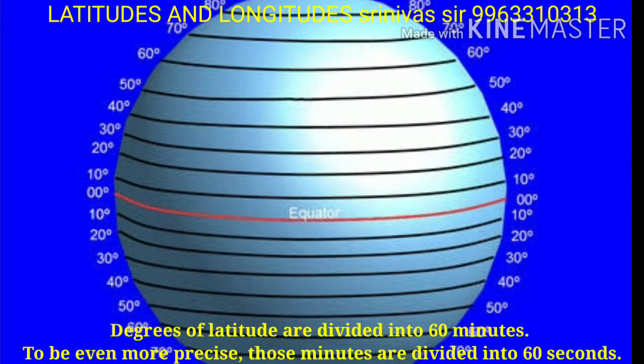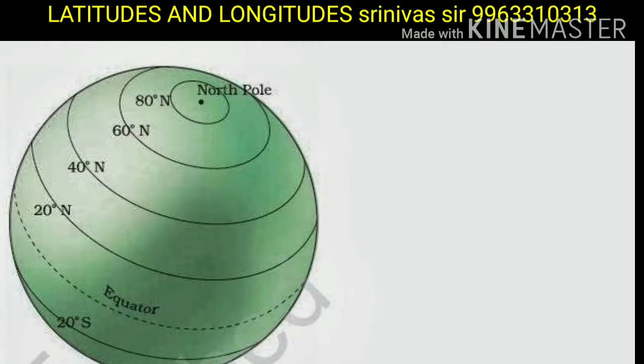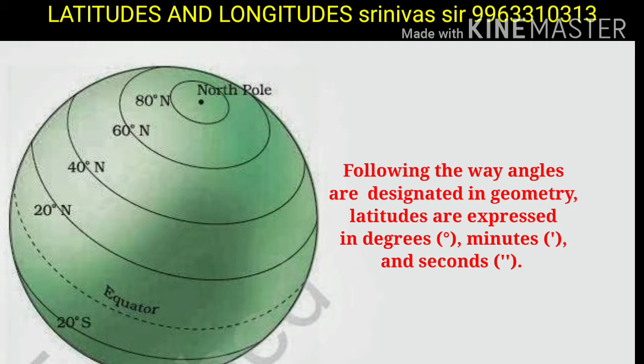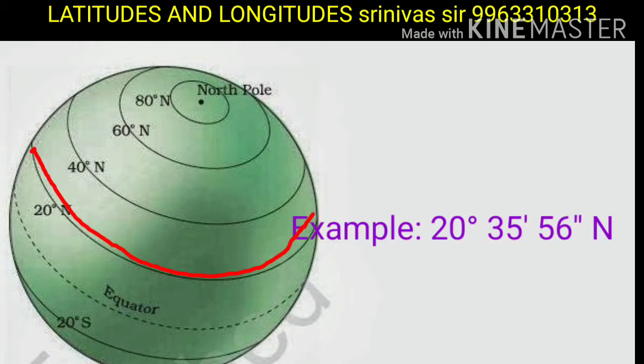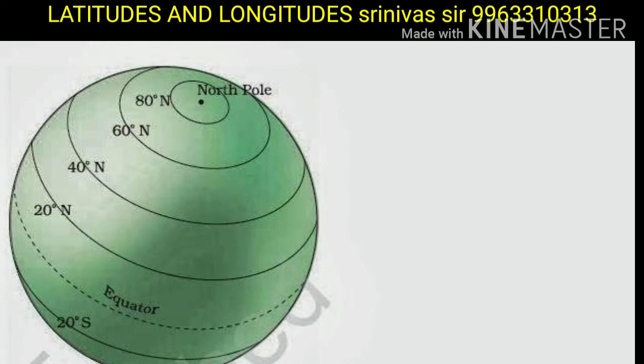Each parallel measures 1 degree north or south of the equator. Degrees of latitude are divided into 60 minutes. To be even more precise, those minutes are divided into 60 seconds. Following the way angles are designated in geometry, latitudes are expressed in degrees, minutes, and seconds. Example: 20 degrees 35 minutes 56 seconds north latitude.